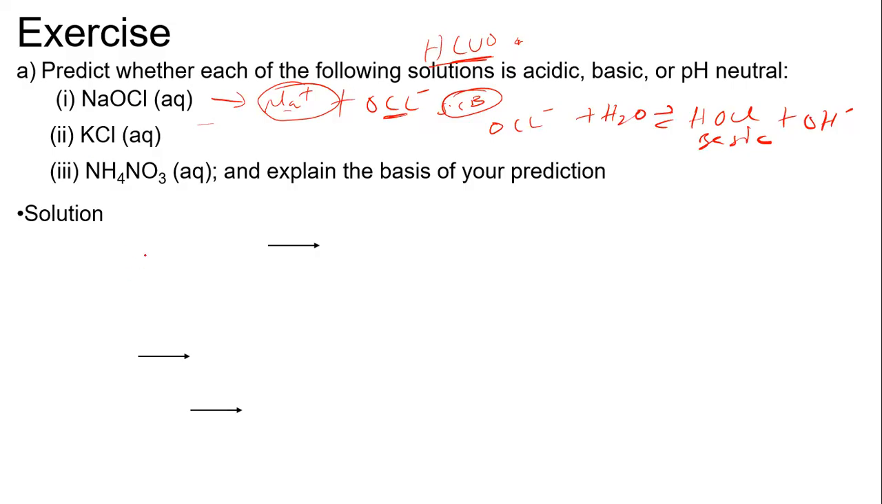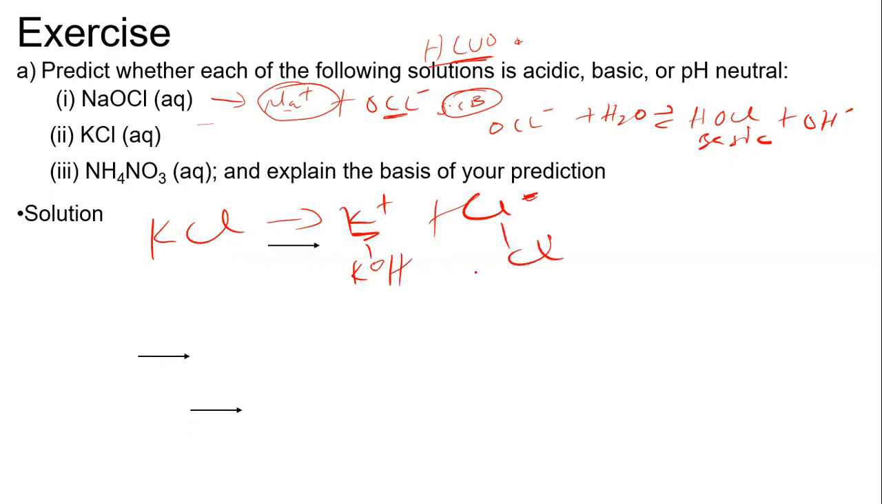The second one is KCl. KCl will give me K plus ion plus Cl minus ion. Now the K plus is from KOH, a strong base. The Cl minus is from HCl, which is a strong acid. None of these ions will undergo hydrolysis appreciably, and so the solution here is neutral.